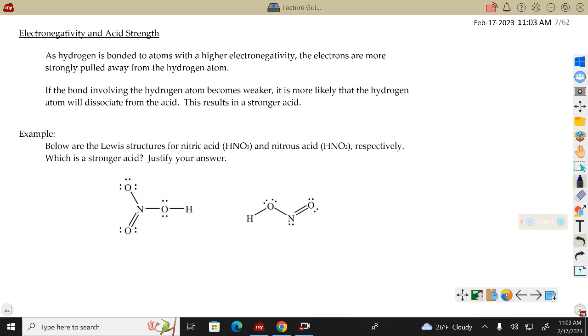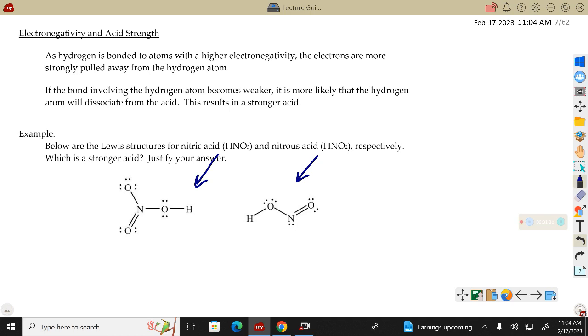Below are Lewis structures for nitric acid and nitrous acid, respectively, in that order. So the first one is the nitric, and the second one is the nitrous. Which acid is stronger? They're really, really similar. We've got the hydrogen. Both hydrogens are directly bonded to an oxygen. That oxygen is directly bonded to a nitrogen, which then is bonded to either one more oxygen or two more oxygen. So we're dealing with some pretty electronegative atoms here.